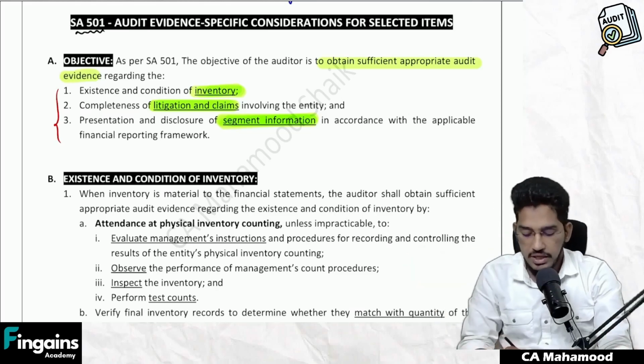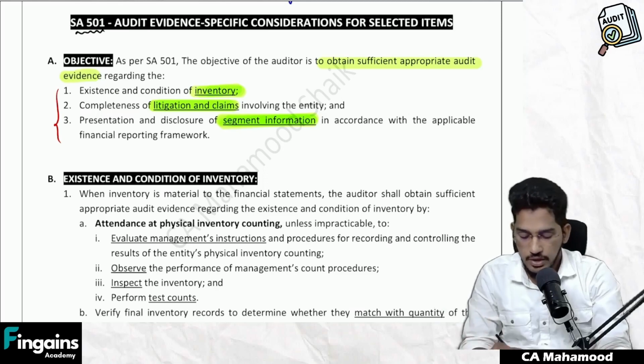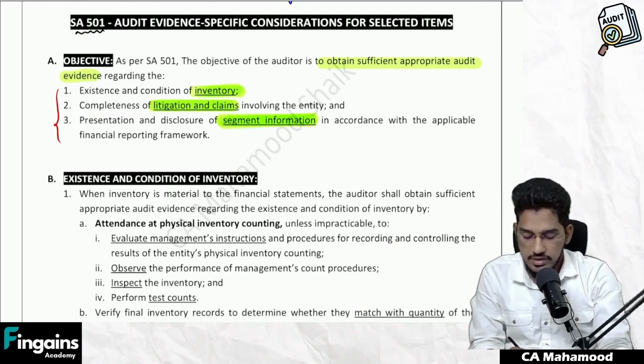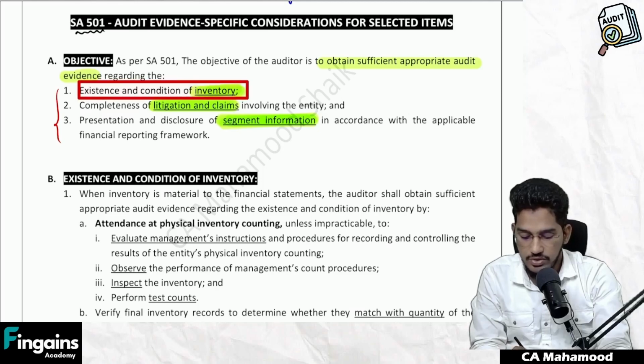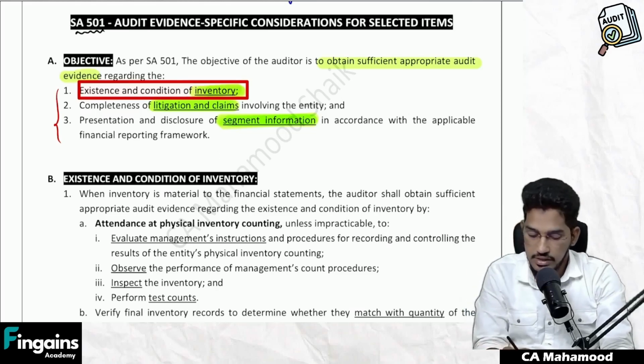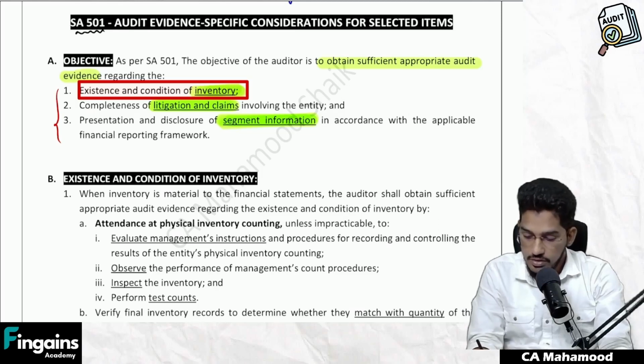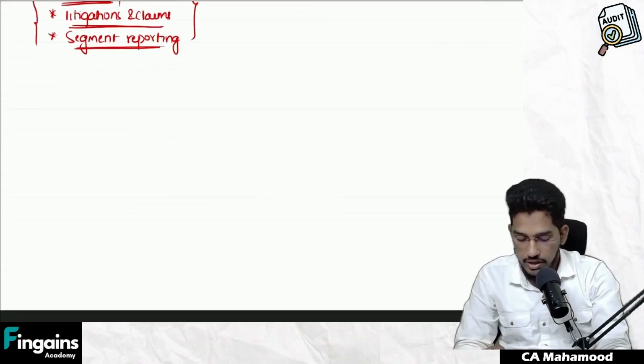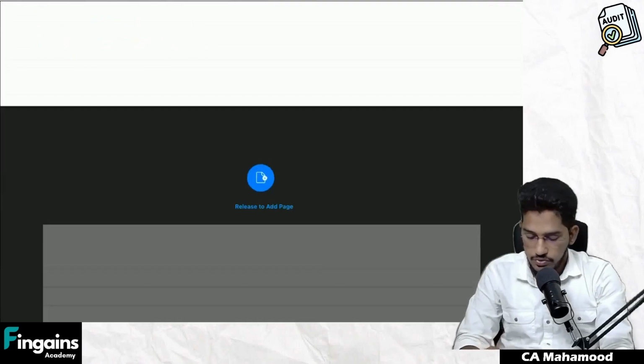Understood? Now we will take up each item and try to understand in a detailed manner what the standard says. So the first item which we will pick here is existence and condition of inventory. What the standard says about how we can obtain audit evidence regarding existence and condition of inventory, let us try to understand. So now we are going into the technicalities of the standard. First we will start with inventory.